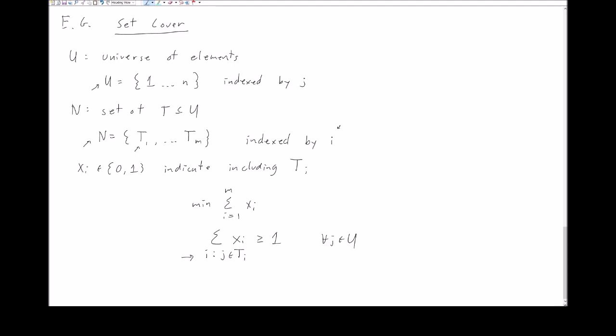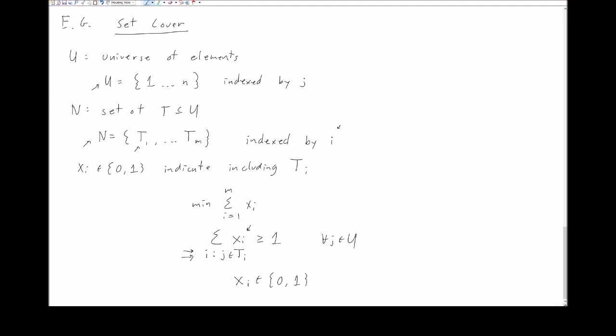What this is saying is that if we look at all the sets that include j, that is these sets, and we sum them all up, we've included at least one of them in our collection of sets. If we've included for every item a set that covers that item, we've covered every item in our universe. The final constraint we need is that xi is going to be either 0 or 1. And this finalizes our integer program.